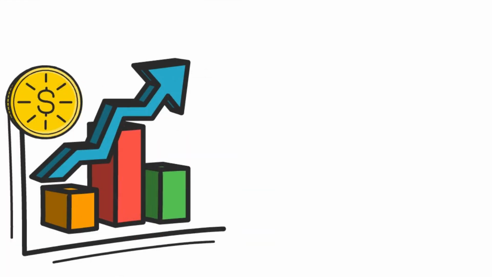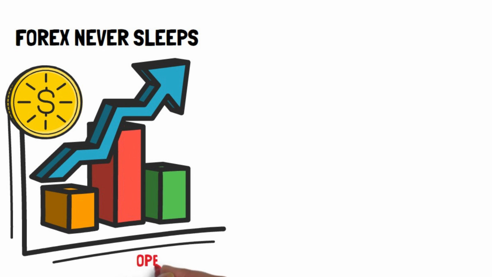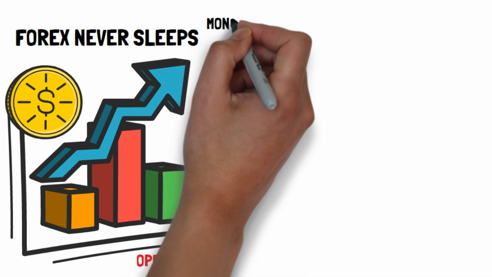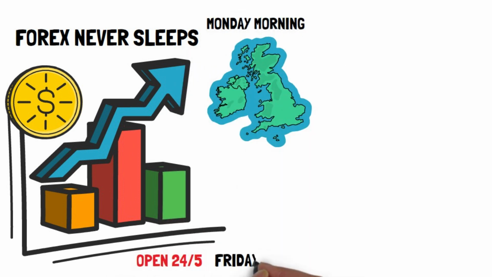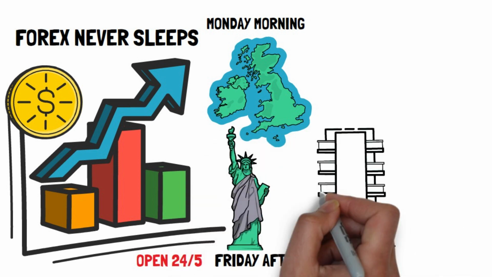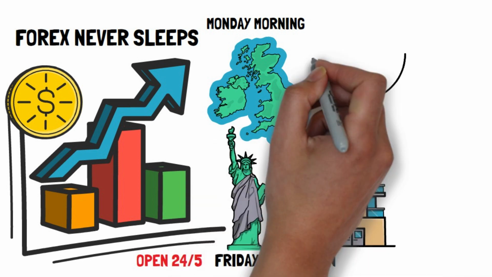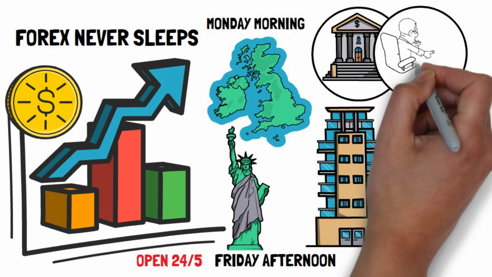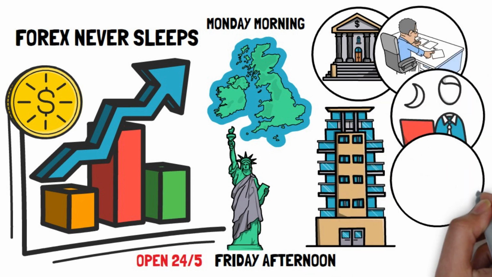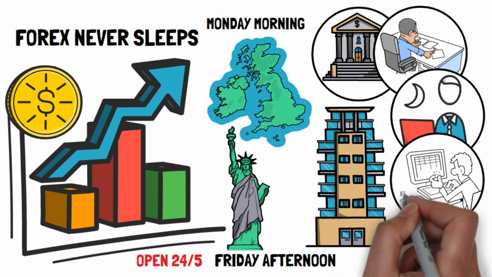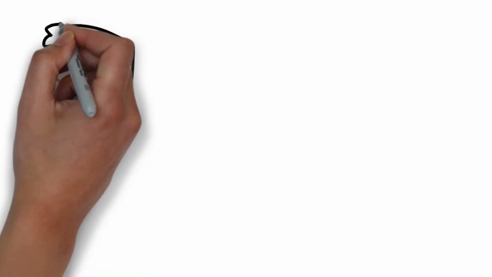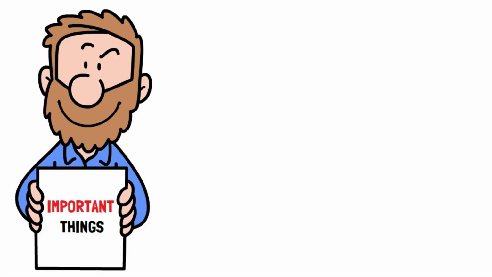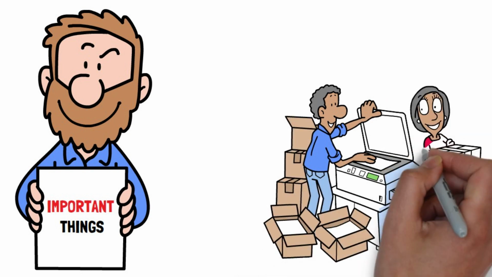Unlike the stock market, Forex never sleeps. It's open 24/5, from Monday morning in Asia to Friday afternoon in New York. But there's no fancy building for this market. It's everywhere. Banks, brokers, companies, and even governments trade currencies with each other over computers. Now, let's dive into the important things you need to know about this exciting market.